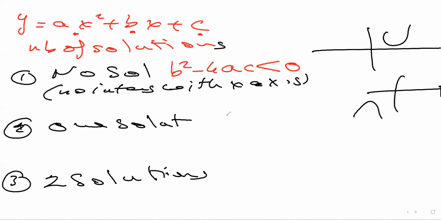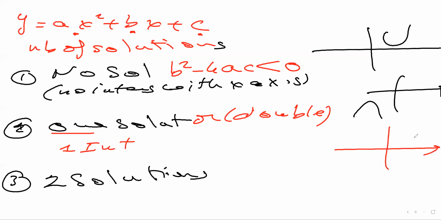One solution, or double solution. What's the meaning of double? It means the same point repeated twice. It means I have one intersection only. One intersection, like this one, for example, or like this one, touching. Okay, guys? So in this case, what is the rule? b squared minus 4ac equals 0.